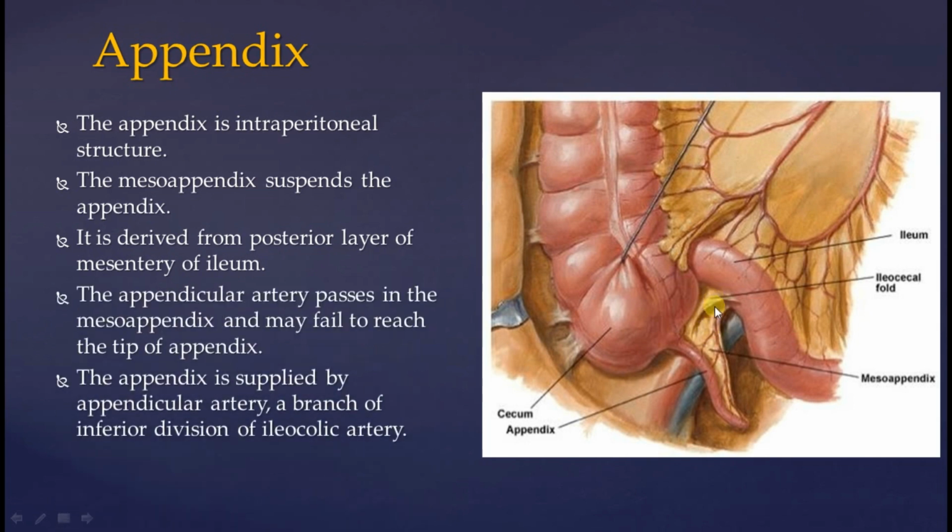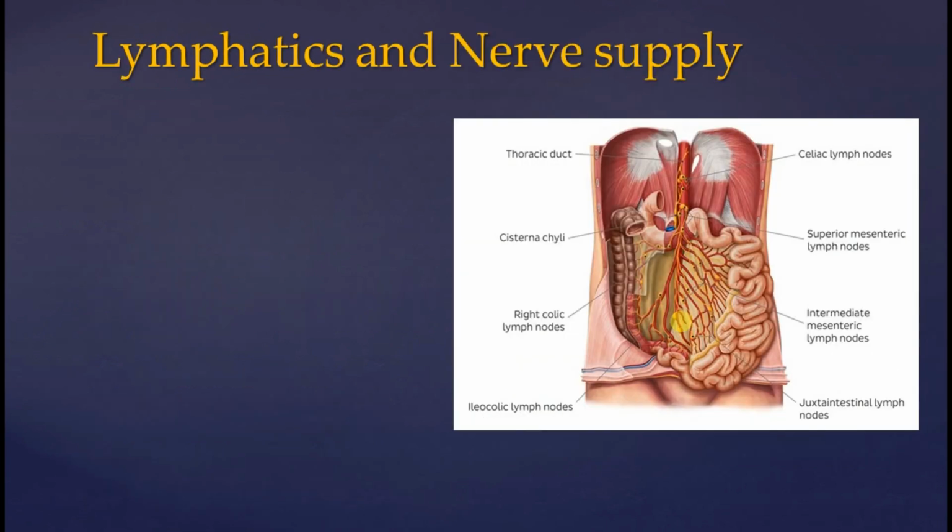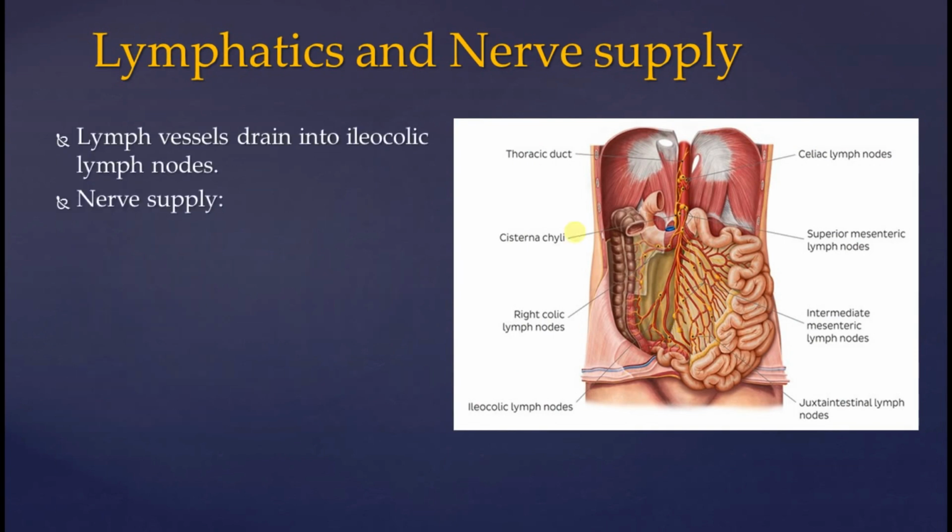It is mainly supplied by the appendicular artery, which is a branch of the inferior division of the ileocolic artery. The ileocolic artery has a superior division and an inferior division, and the inferior division gives the appendicular artery. This appendicular artery in turn gives a recurrent branch to supply the caecum. Veins drain into the superior mesenteric vein. Lymphatics drain to the same ileocolic nodes, then the superior mesenteric nodes.